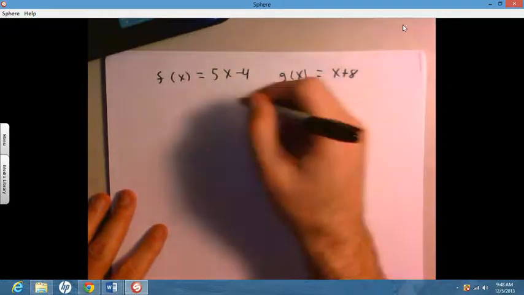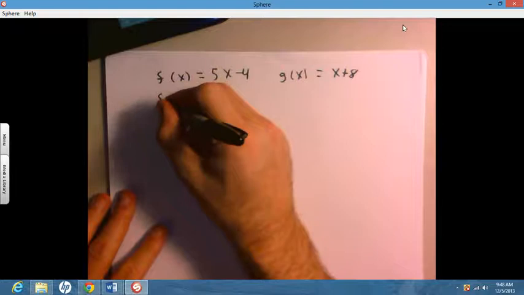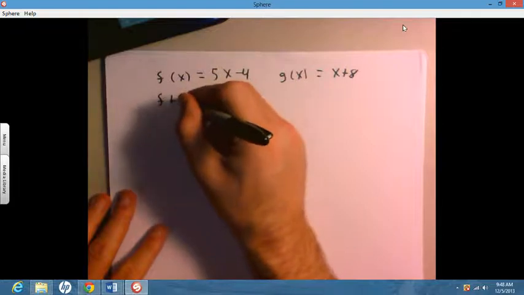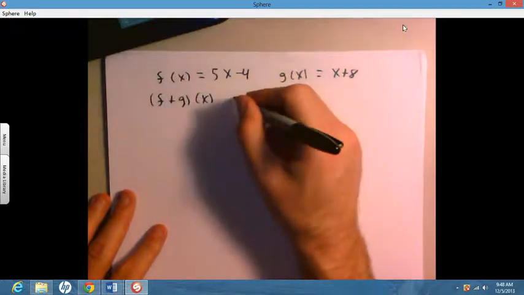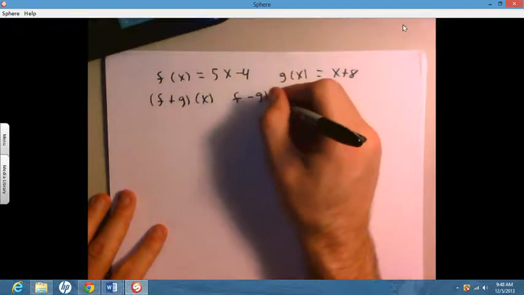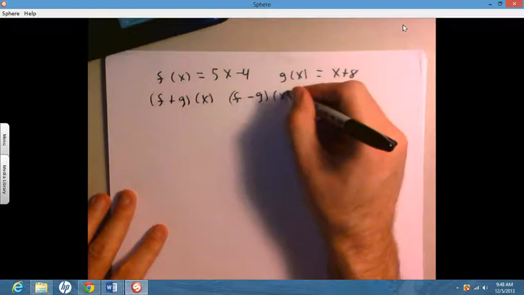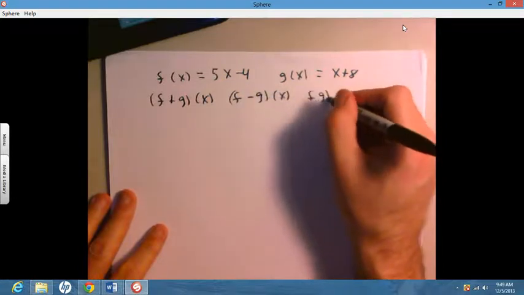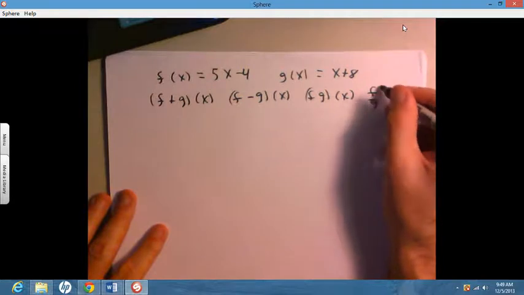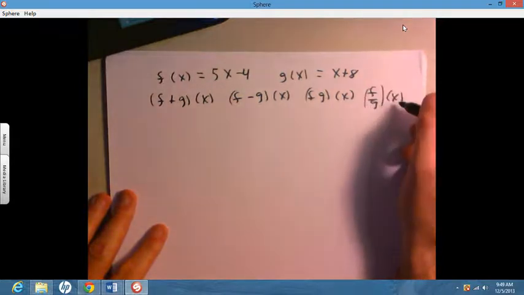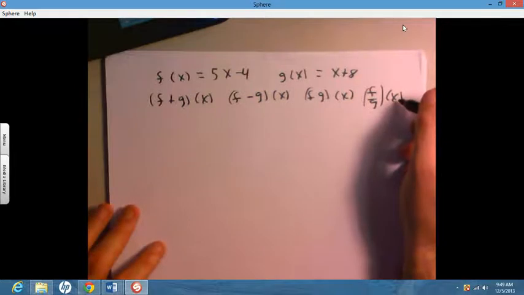And we're going to consider the functions f plus g of x, f minus g of x, f times g of x, and f divided by g of x. Alright, and then at the end we might do a composition.